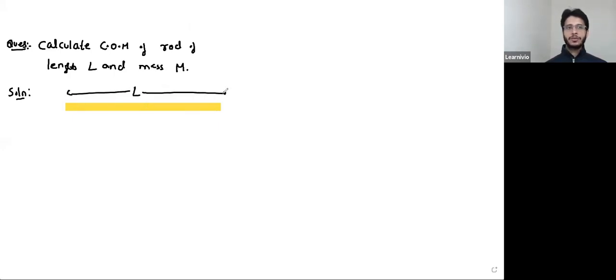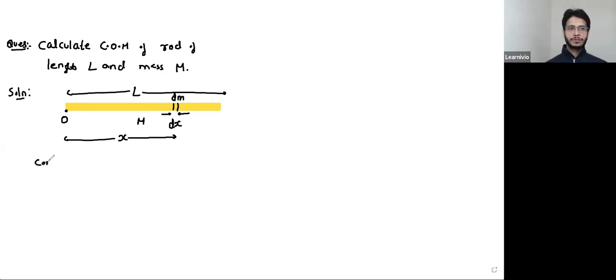So this is the length of the rod and this is the mass of the rod. Let's take this point as the origin. First of all, to calculate the position of the center of mass, I consider an origin. Then consider a small element. Take the mass of this small element as dm and the length of this small element as dx. The separation of this small element from the origin is x.